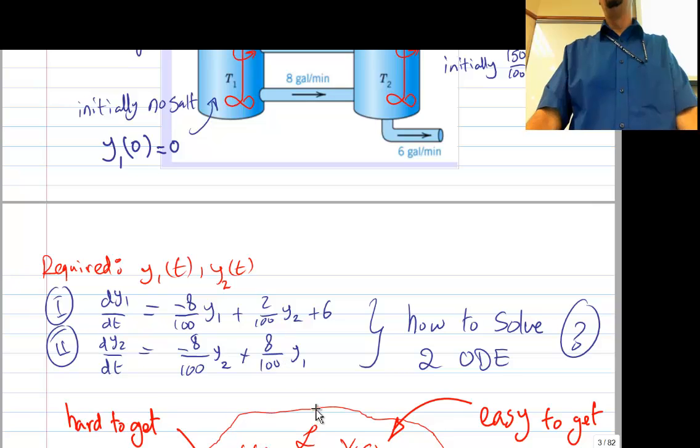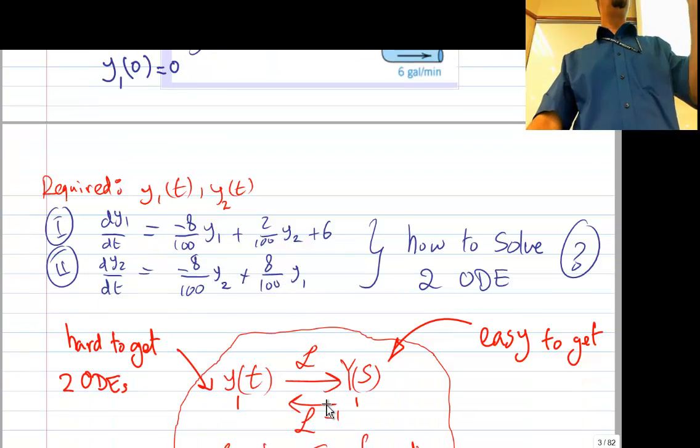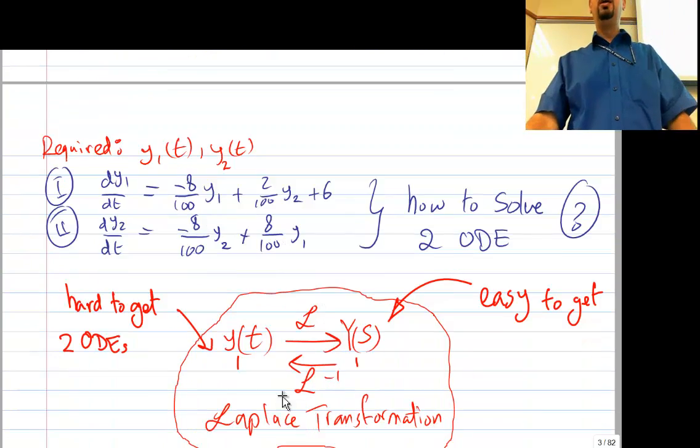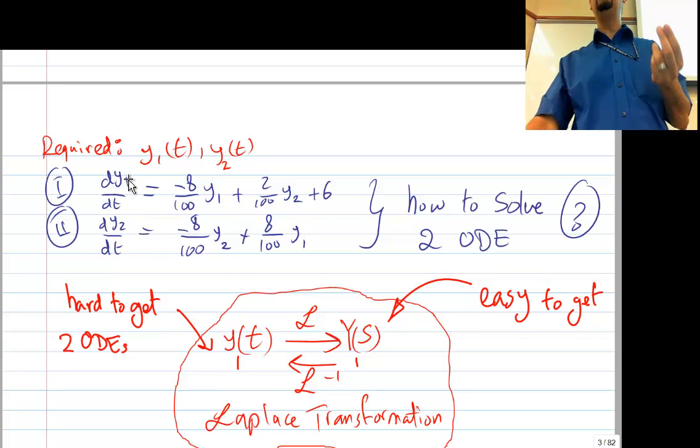Here is the magic, the beauty of Laplace transformation: this solution, if I ask you right now to give me y1 of t, it's really hard to get, right?